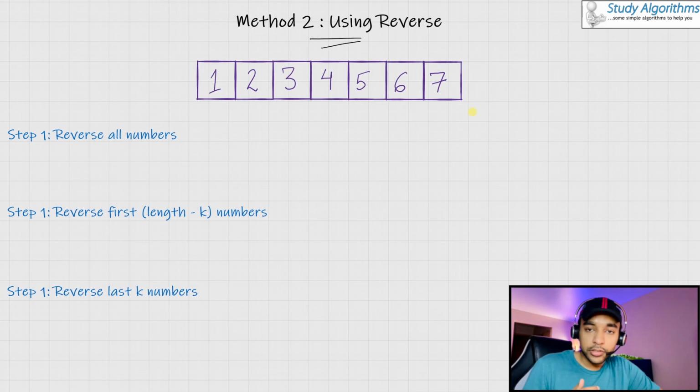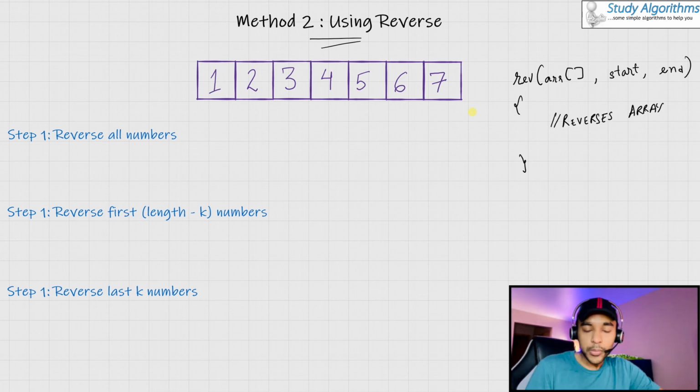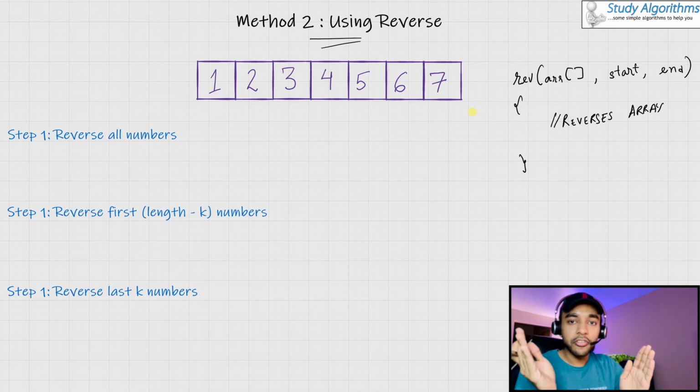So what you do over here is, let us assume that I have a function reverse that takes in an array and reverses it from a start position to an end position. So that function would look something like this. Now just assume that this function exists. We are not going into the implementation of this function, just so you can understand the problem first. So this function takes in an array, a start position and an end position, and reverses all the elements in between.